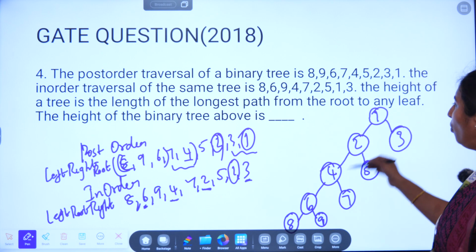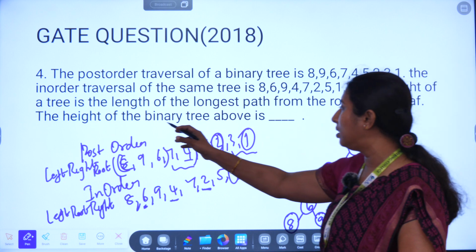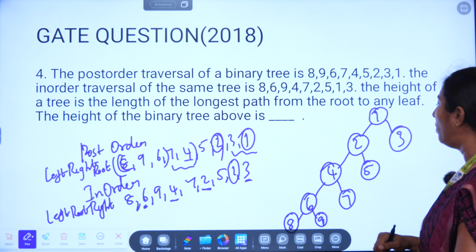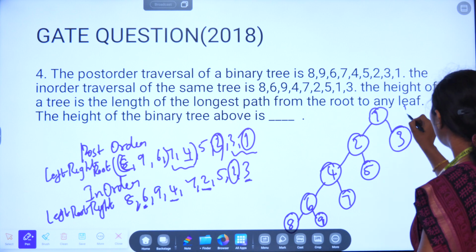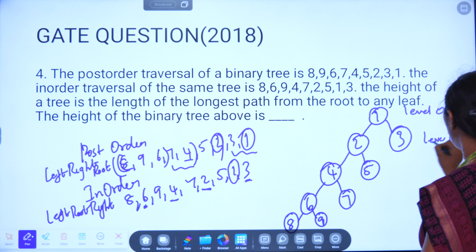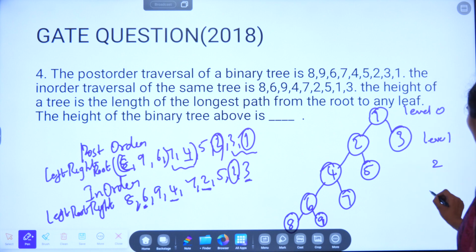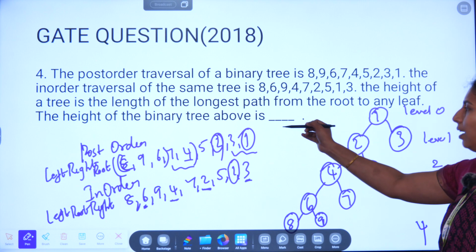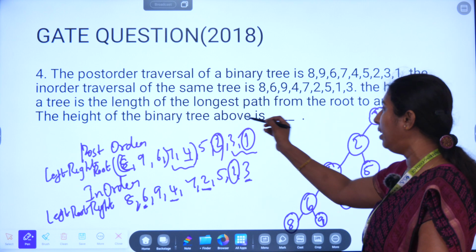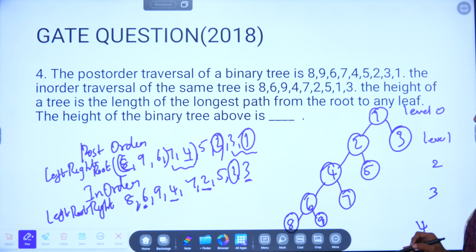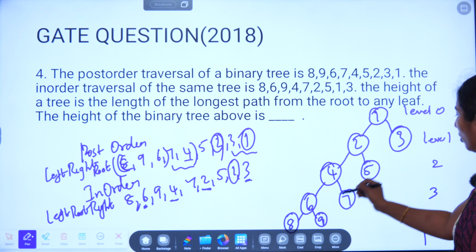Now the question they have asked is to find the height of the binary tree. How are we going to find the height of the binary tree? This is level 0, this is level 1, this is the second level, this is the third level and this is the fourth level. The question they have asked is the height of the binary tree above. Now this is the tree we have constructed from the post order and in order. So how are we going to find the height?